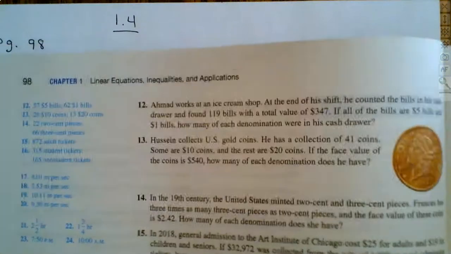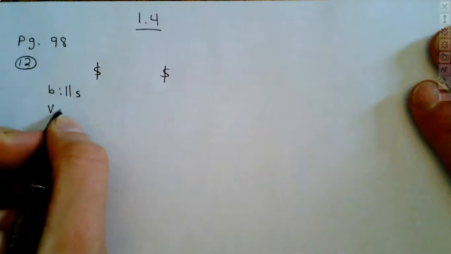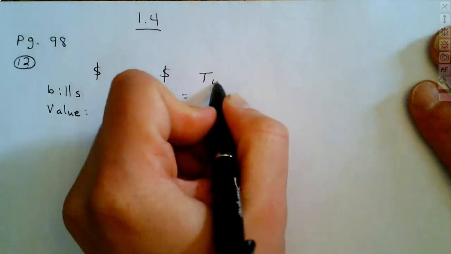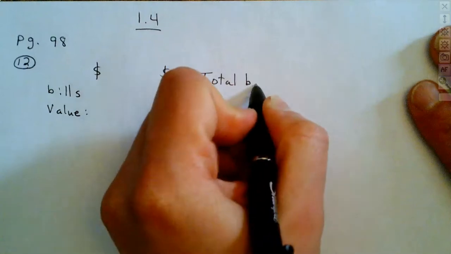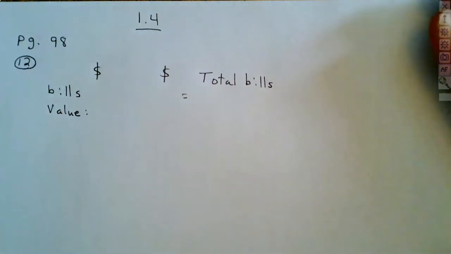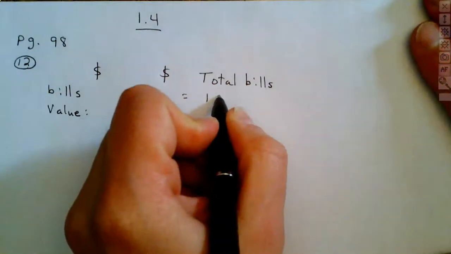So we're going to set this up just like we did the investment problems. Okay, so I'll use dollar signs again to represent the different types of bills. And what we've got is the number of bills and the value of each bill. And then over here, we have a total number of bills. And the first thing that we know is we know that we have 119 bills. So that's going to go here.